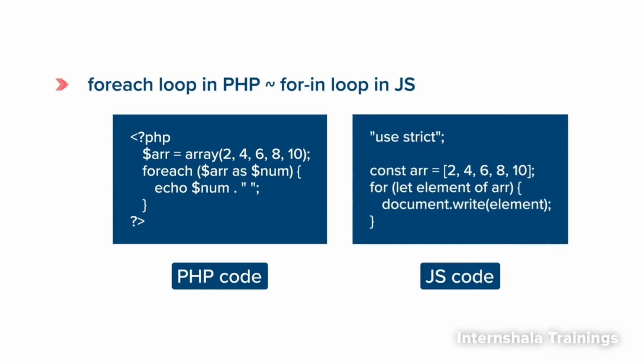Similarly, if we write the same code using the for of loop in JavaScript, it will be like this. Again, the for of loop in JavaScript is used to iterate through arrays. Apart from the way we write the syntax in both cases, everything else remains the same.